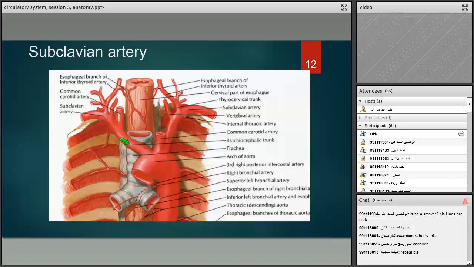At the level of the sternoclavicular joint, the brachiocephalic trunk would divide into two branches, the right common carotid and right subclavian arteries. So we can't see these two arteries on the right side in the chest. But on the left side, the beginning parts of these two arteries are placed inside the chest cavity.